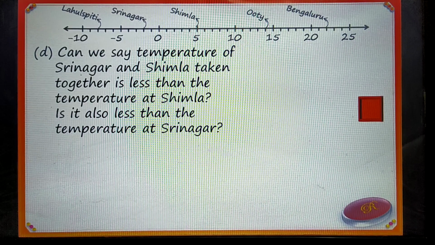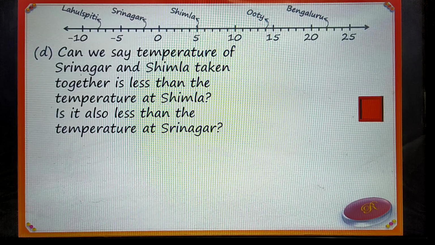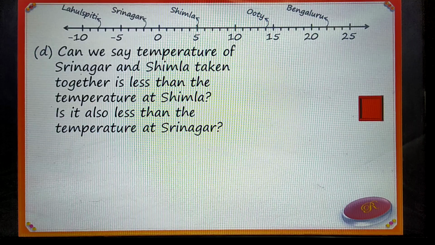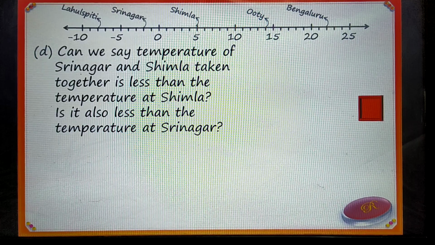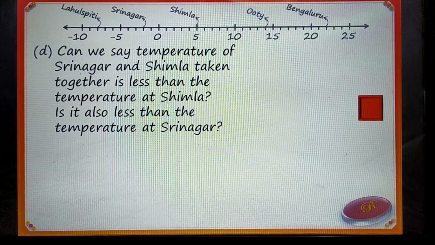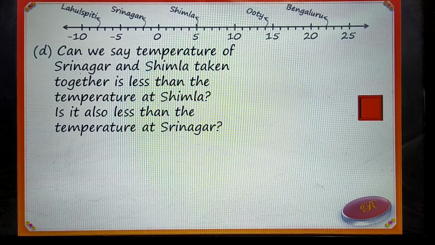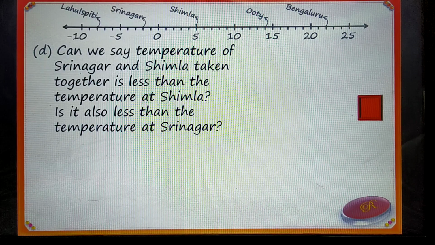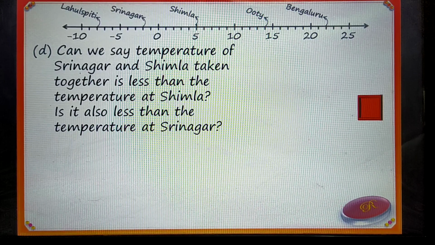Statement D. Can we say the temperature of Srinagar and Shimla taken together is less than the temperature at Shimla? Is it also less than the temperature at Srinagar? Solution.